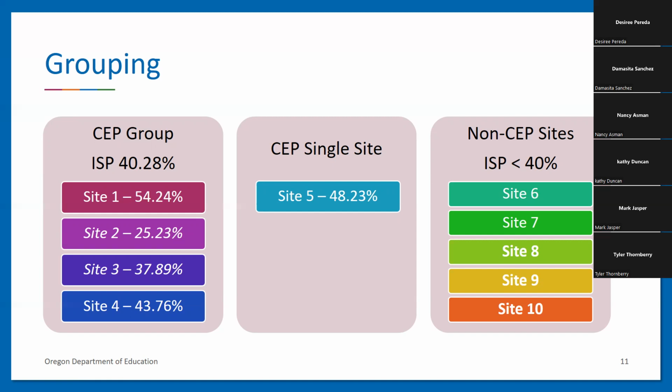In the CEP group on the left, Site 1 with an ISP of 54.24% and Site 4 with an ISP of 43.76% have ISPs high enough to bring Sites 2 and 3 into a group that qualifies for CEP with an ISP of 40.28%, meeting the 40% threshold. For this example, the number of students at sites 1 through 4 are equal. ISPs are not averaged when grouping sites. The numerator and denominator are summed up for the entire group of sites before making the calculation.